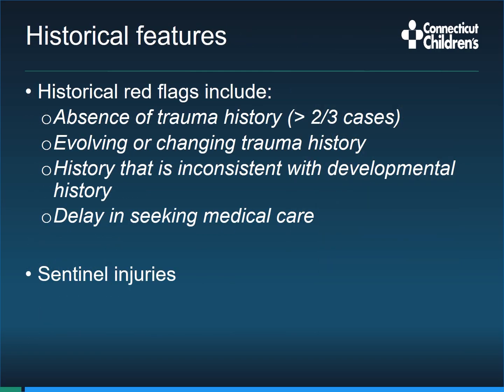The majority of children diagnosed with AHT present with either no history of trauma or a history of trauma that evolves or changes over time. It is not uncommon for the history to be incompatible with the developmental capabilities of the child, for example, a 1-month-old rolling off a changing table. Delays in seeking medical care are also common in these patients. As child abuse is often repetitive rather than an isolated single event, multiple visits prior to diagnosis are unfortunately common.